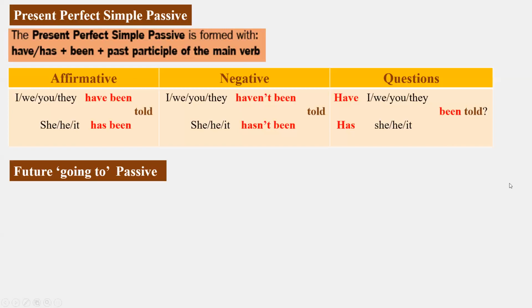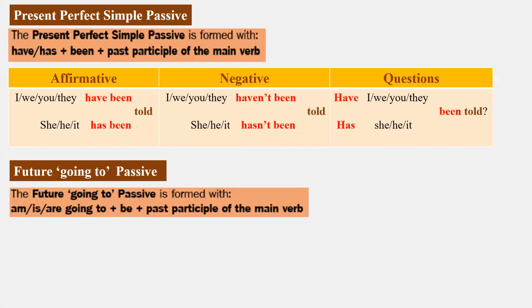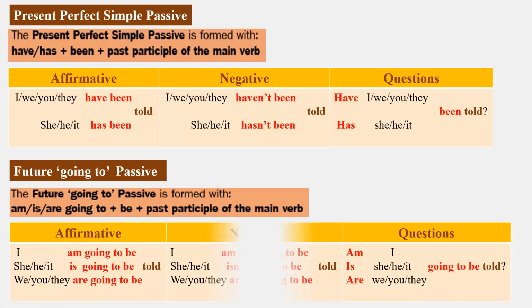Now future going to passive. The future going to passive is formed with am, is, are, going to plus be plus past participle form of the main verb. Example, affirmative: I'm going to be told, she, he, it's going to be told, you, they are going to be told. Negative: I'm not going to be told, she, he, it's not going to be told, you, they aren't going to be told.